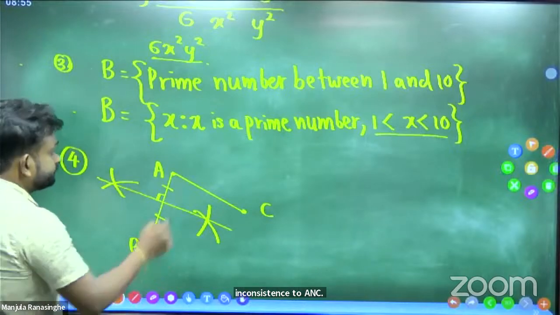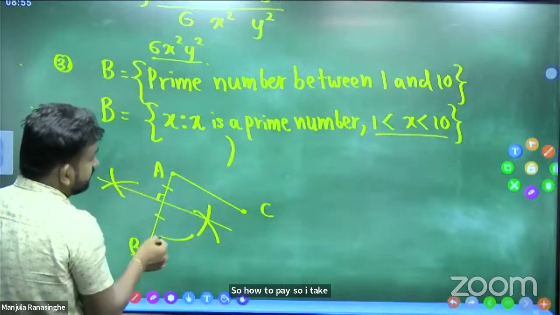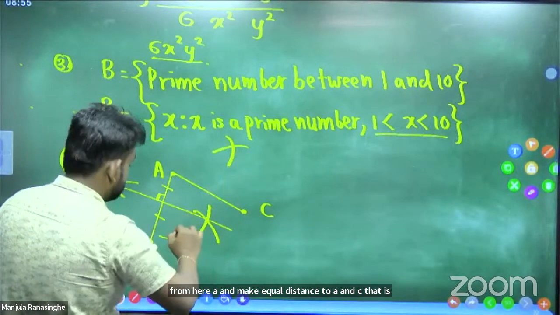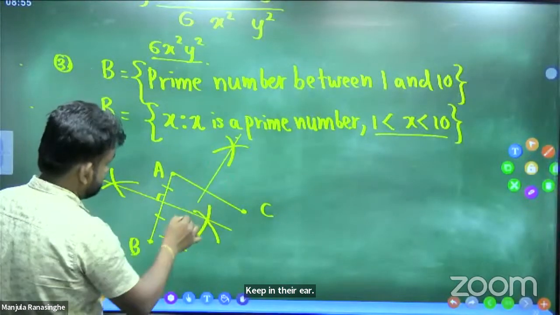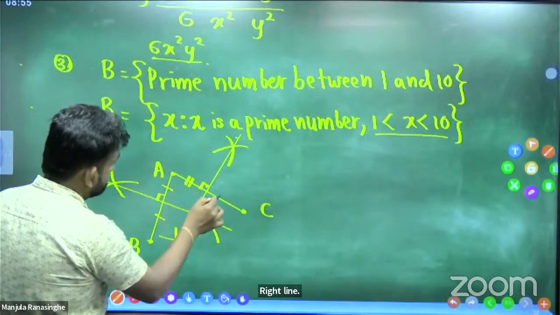So I take from here A and make a point equidistant to A and C. That is the perpendicular bisector. Keeping that there, I connect these two by a straight line. Then that is perpendicular as well as a bisector.